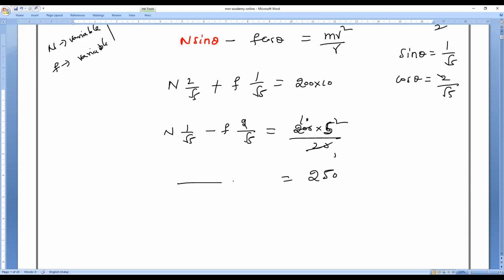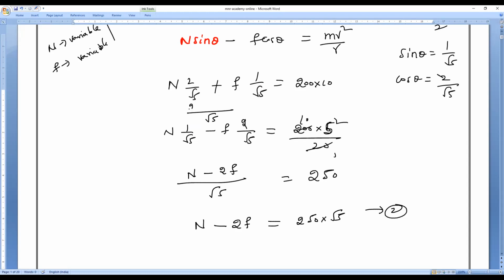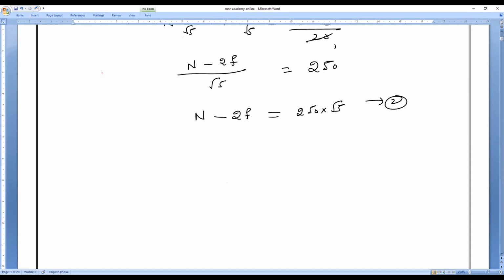So let me take the LCM as root 5. If the LCM is root 5, here we get n minus 2f. Am I right, guys? So this is the equation I'll write: n minus 2f is equal to 250 into root 5. Let me call this equation number 2. And the first equation I'll also write: taking the LCM as root 5, 2n plus f is equal to 2000, and root 5 will come to this side. Can I raise a root 5? Everybody clear? Please respond, guys. Now I've got two equations.